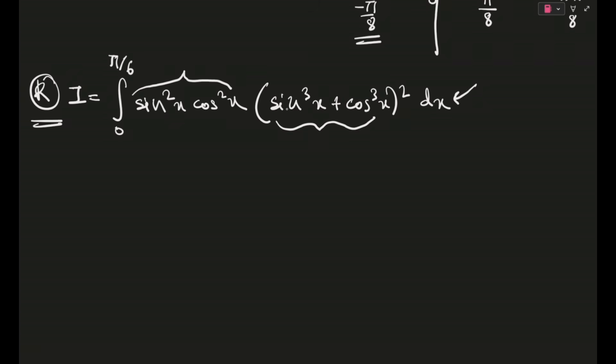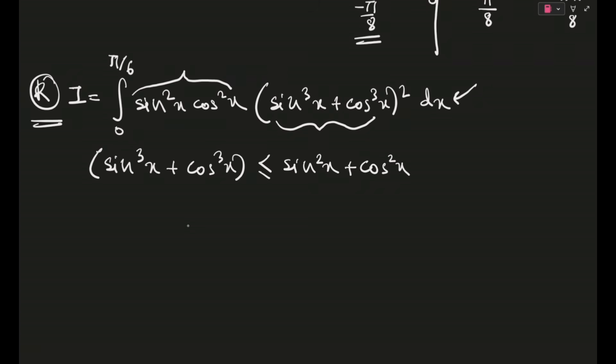So if we try to do that, one very simple thought that comes to my mind is that sine cube x plus cosine cube x will obviously be less than or equal to sine square x plus cos square x, right? Because sine cube x plus cos cube x is (sine x plus cos x) times (sine square x plus cos square x minus sine x cos x), which is obviously less than or equal to sine square x plus cos square x, right?